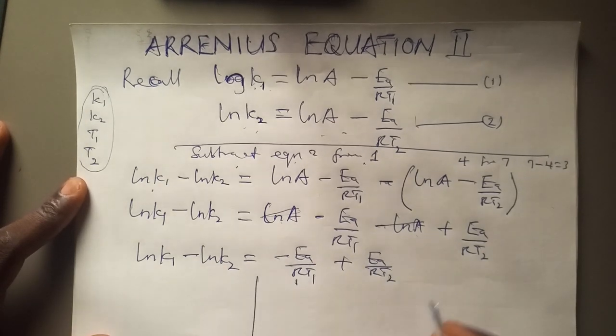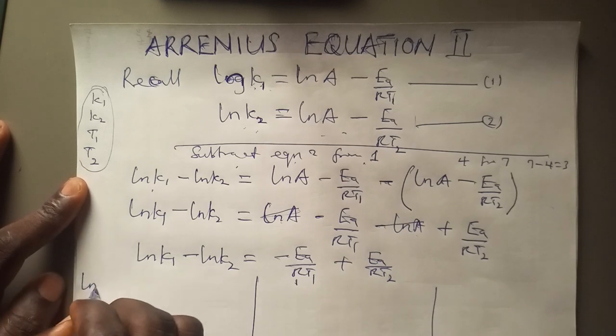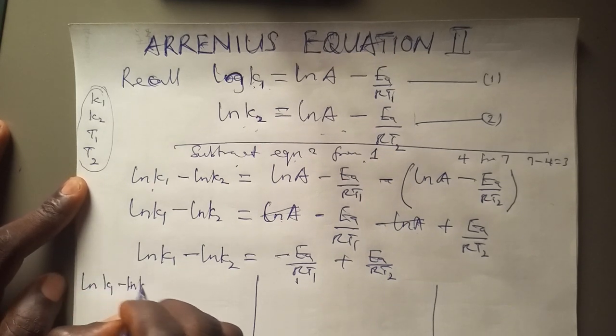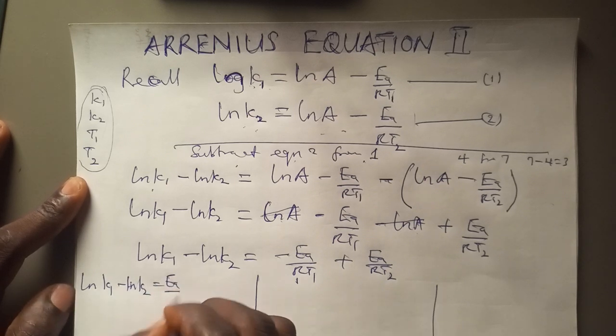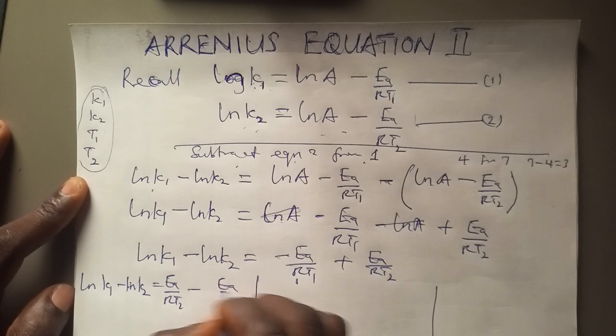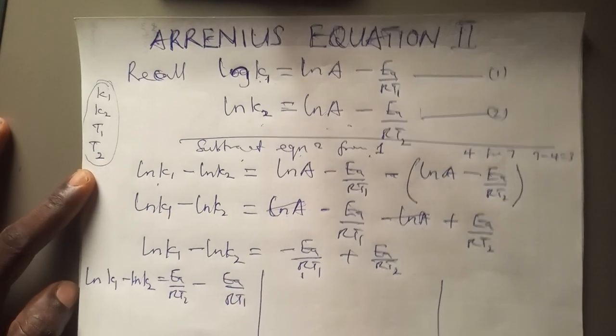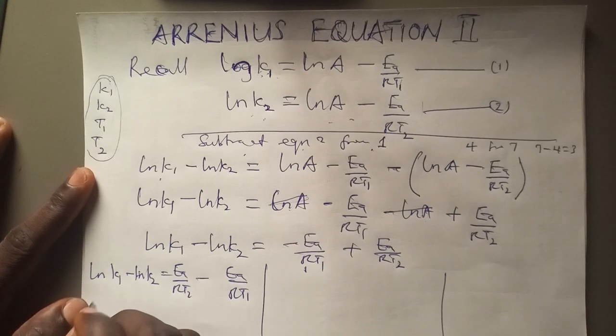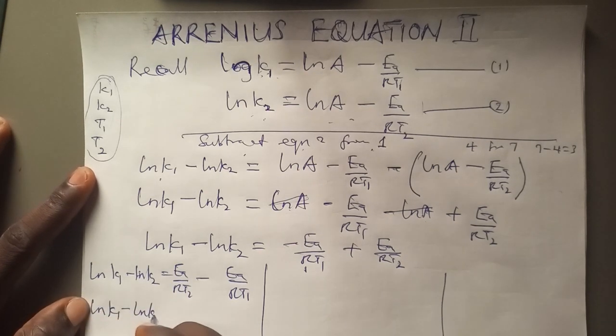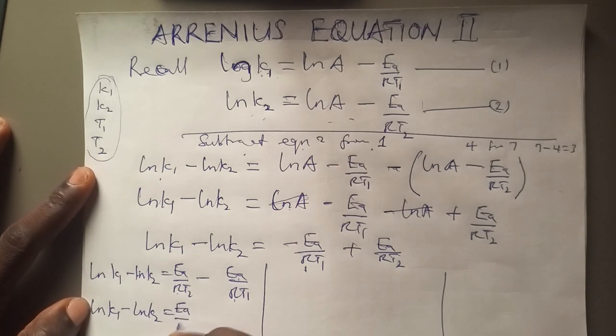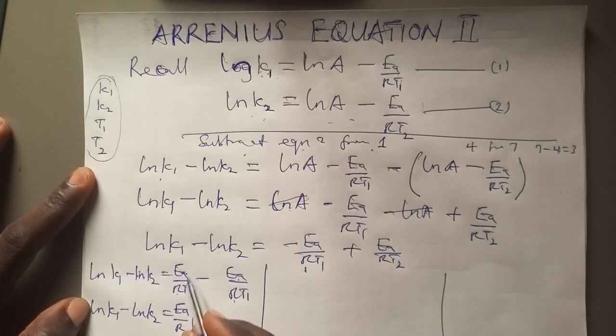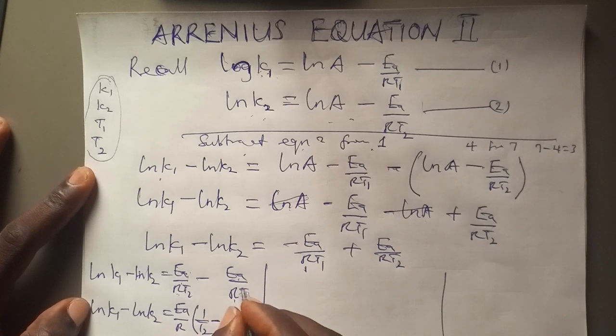And when you do that, that will give you ln K1 minus ln K2 is equal to EA over RT2 minus EA over RT1. When you do this, what are you going to obtain? If you look at it, EA over R is common here, so you can factorize it out. You are going to have EA over R into the bracket of what will remain here. If you remove EA over R, it will remain 1 over T2 minus 1 over T1.